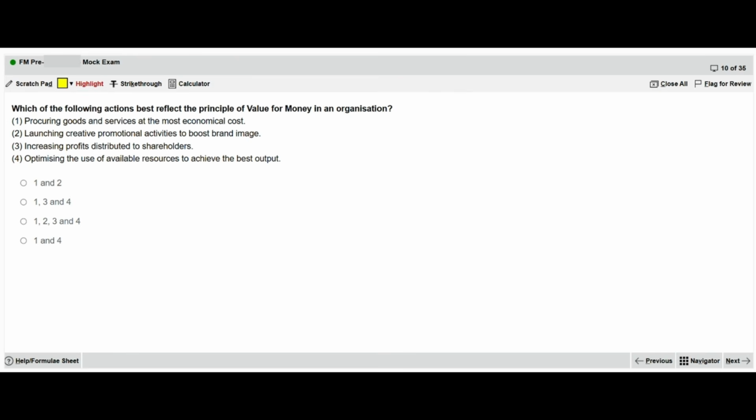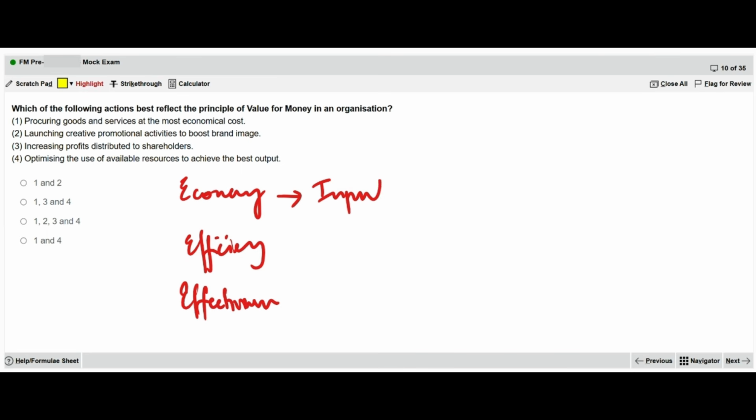Now this question is on the topic called value for money. Value for money is known by three E's. What are the three E's of value for money? One is economy, efficiency, and effectiveness. What is economy? Economy is getting the input, we buy something at a very reasonable price. So it's getting the input at the lowest possible cost.